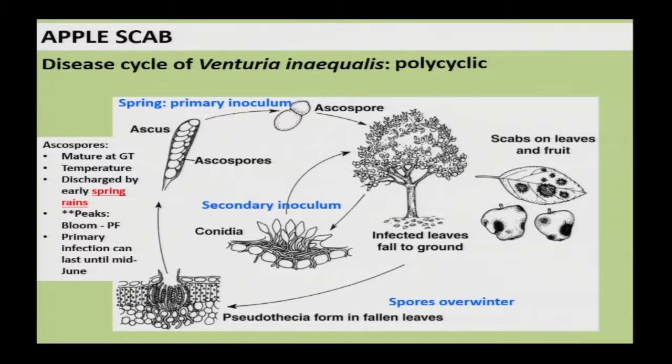If you get infection on the tree from any of those primary spores, those spores will produce the secondary spores called conidia. When you get to that point, it's very difficult to control the disease. So the goal is to interrupt the cycle at this primary phase.